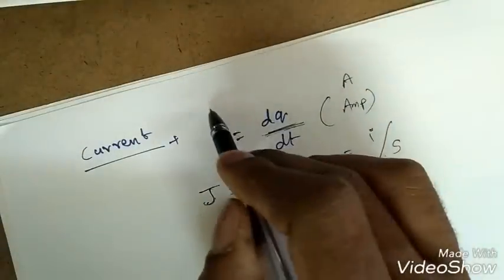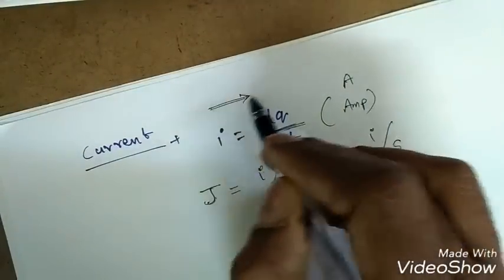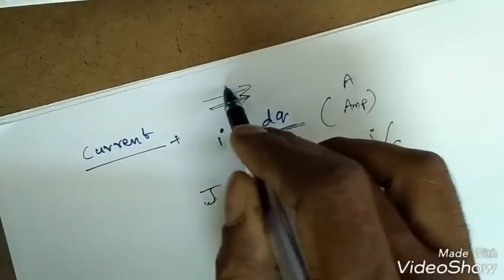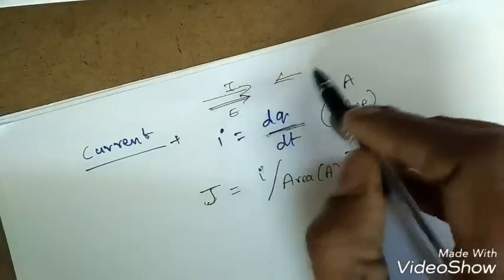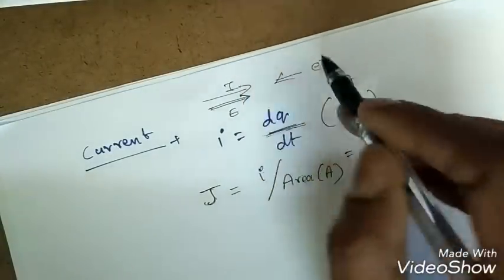So what is the current direction? It is in phase with the electric field and in the same direction as the electric field, right? Or we can say opposite to the electrons. So if the electrons are moving in this direction, the current will be opposite.